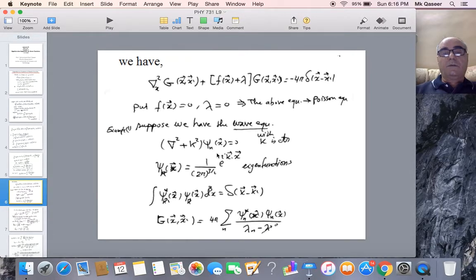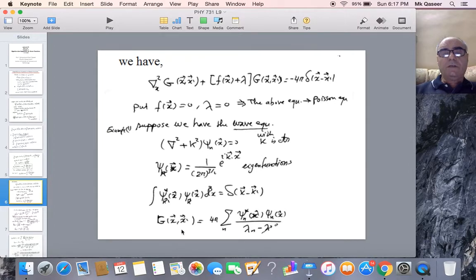Let's take an example, the wave equation or Helmholtz equation, this one, which is del squared plus k squared psi sub k of x equals 0, where k is continuous, and the eigenfunction is given by this expression, psi sub k of x equals 1 over (2 pi) to the power 3 halves e to the i k dot x. These are the eigenfunctions. The orthogonality relation is given by this.